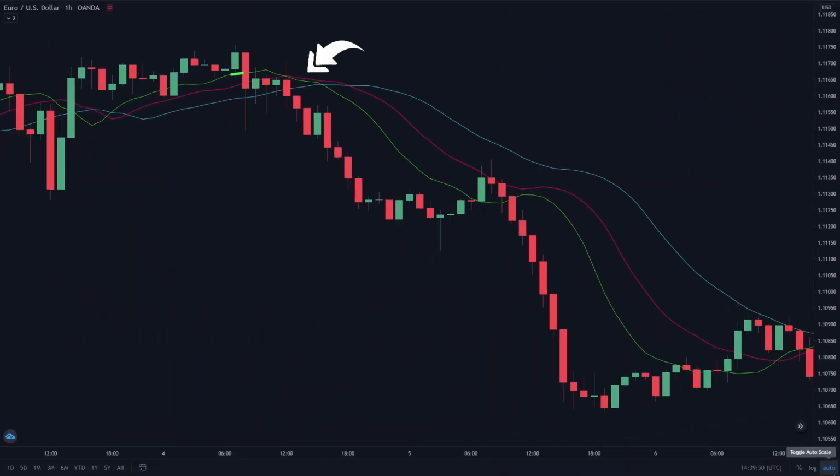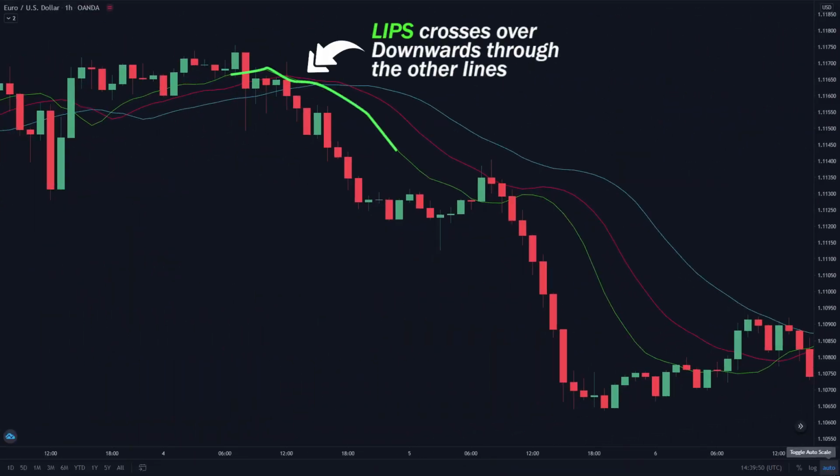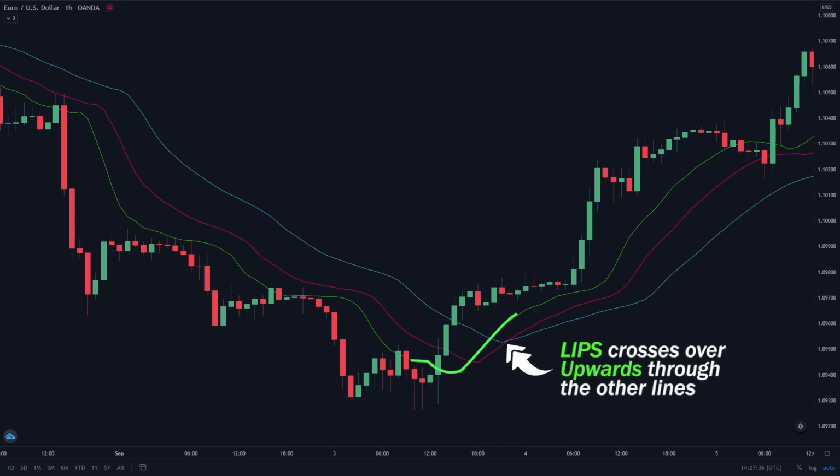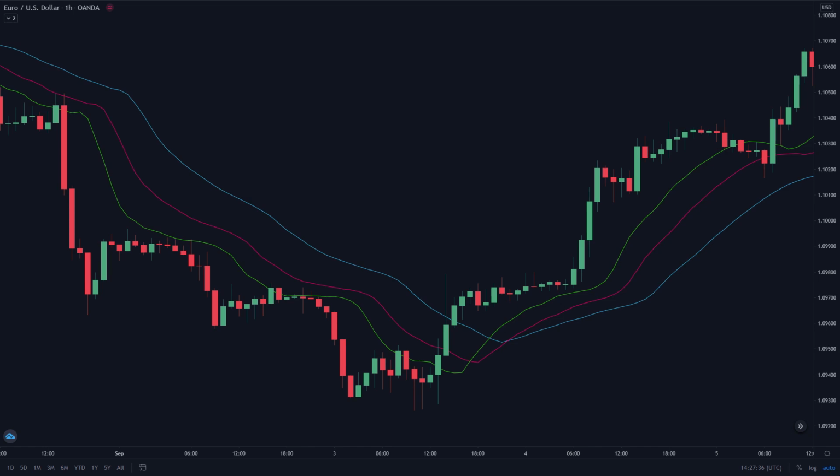When the lips cross downwards through the other lines, it indicates that there may be a chance that the market is in a downtrend. And if the green line crosses upwards through the other lines, it indicates that there may be a chance that the market will be uptrending. But don't take positions yet. There are other important factors that we need to discuss before confirming that it's a trend.